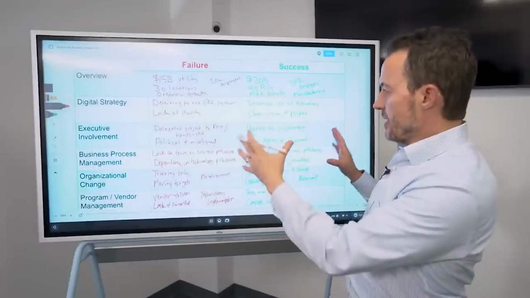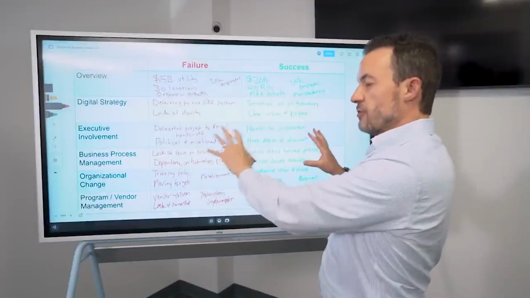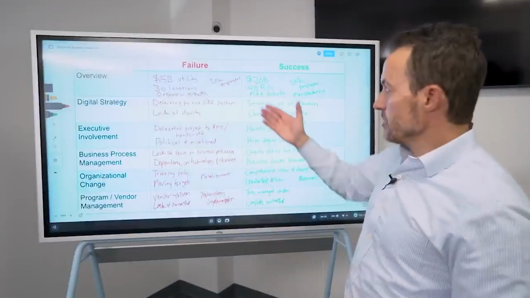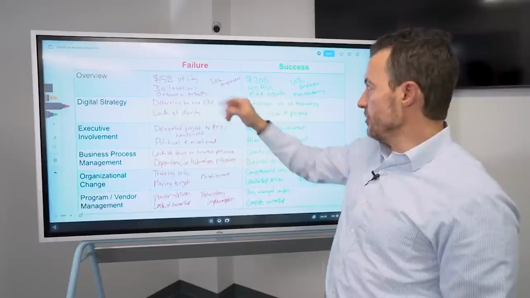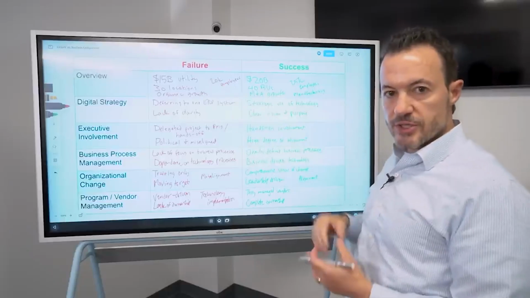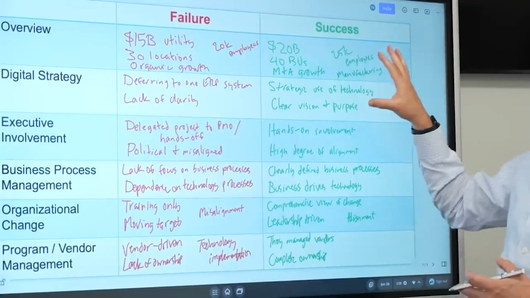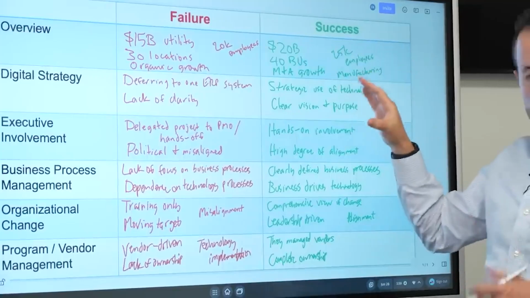So I've painted a picture of how these two transformations operated very differently. But what were the results? I've already given away the secret that this was a failure and this was not. This was a successful project. So let's start by focusing on what happened with the successful project.